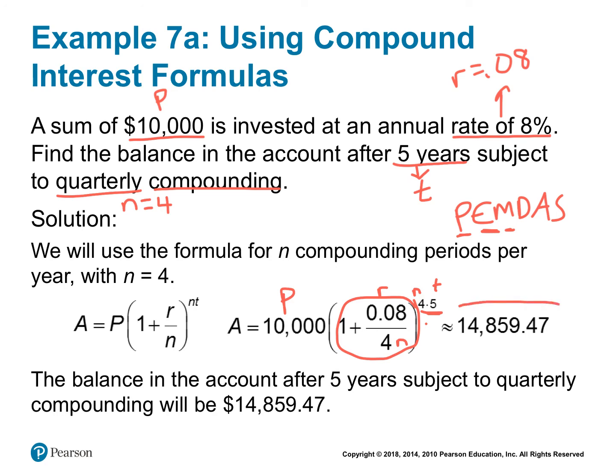So I would try again in your calculator. Make sure you can come up with this number. That means after 5 years with quarterly compounding, you get $14,859.47 in your account. So you start with 10,000. After 5 years, I would say that's pretty good. You gained almost $5,000 in 5 years.